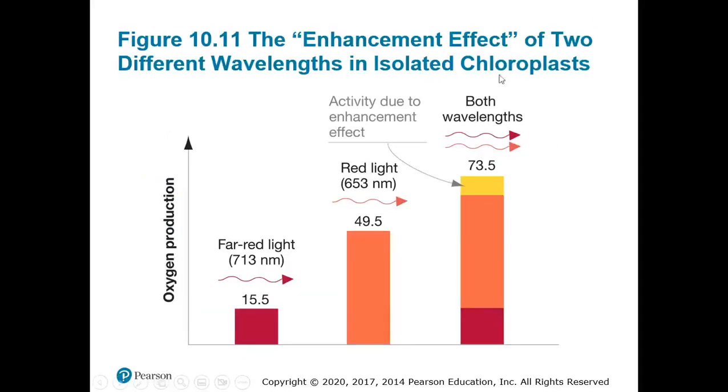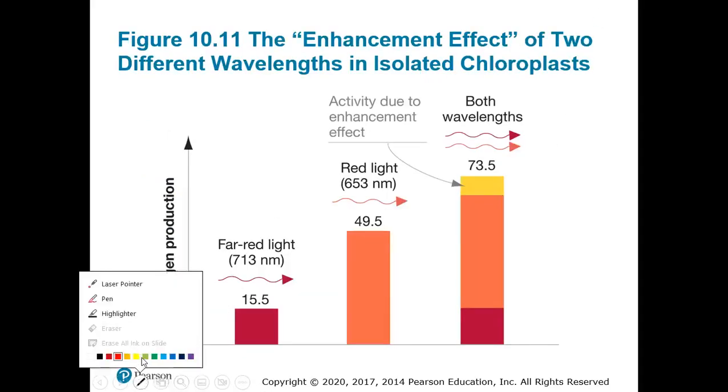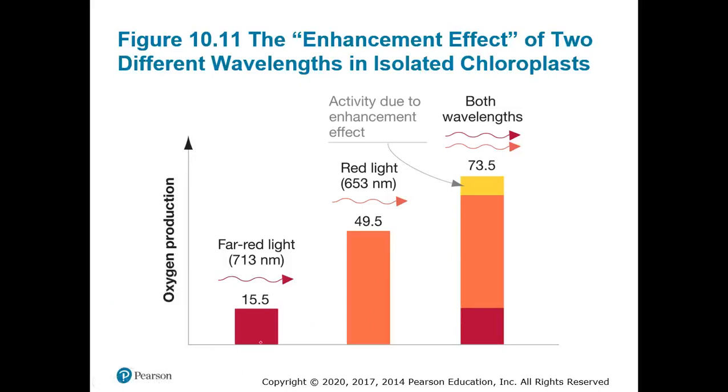So here's a little graph of that enhancement effect. If we're just looking at one photosystem at a time, we only get certain wavelengths of red light in this case. But if we have two photosystems operating at the same time, we get this little enhancement effect. So not only are we getting those two wavelengths, we get a little bit extra because we got both operating at the same time.